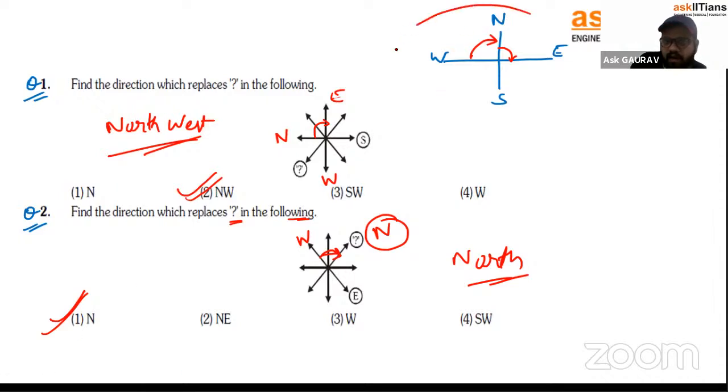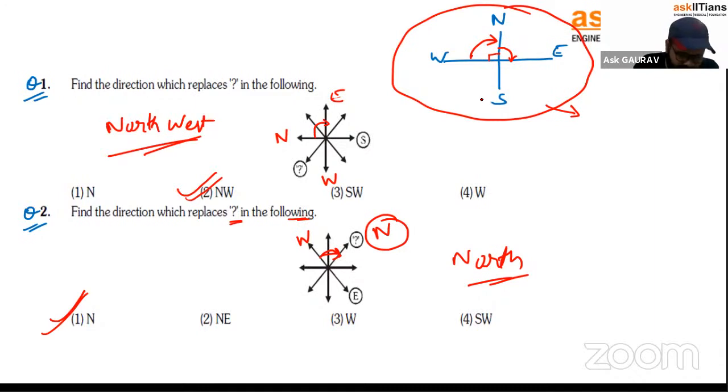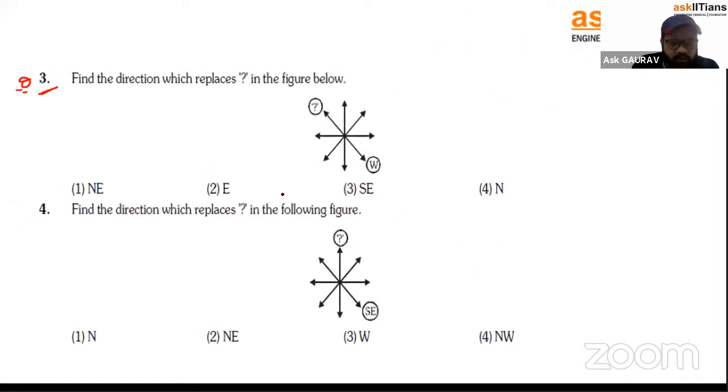Okay, this is a standard diagram, right? Compare each question with the standard direction diagram. From west to north, you move 90 degrees clockwise. From west to south, you move 90 degrees anti-clockwise. That's it. Okay.